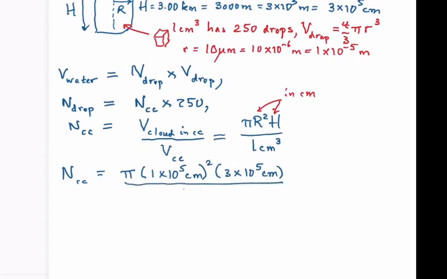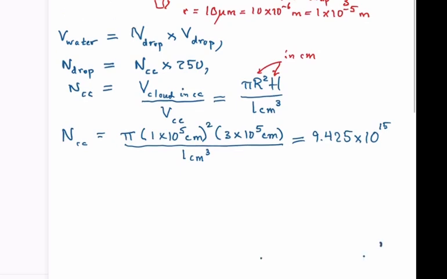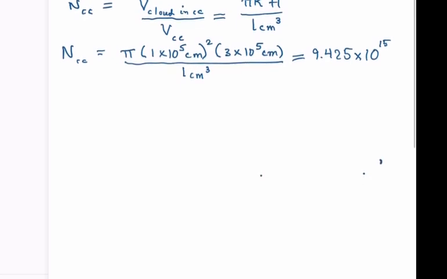Okay, I've got to move this up so that you can see it. Divided by 1 cubic centimeter. All the units between the numerator and the denominator are going to cancel, and I'll write down with some extra sig figs, because it's an intermediate step, how many cubic centimeters there are in this cloud. 9.425 times 10 to the 15.